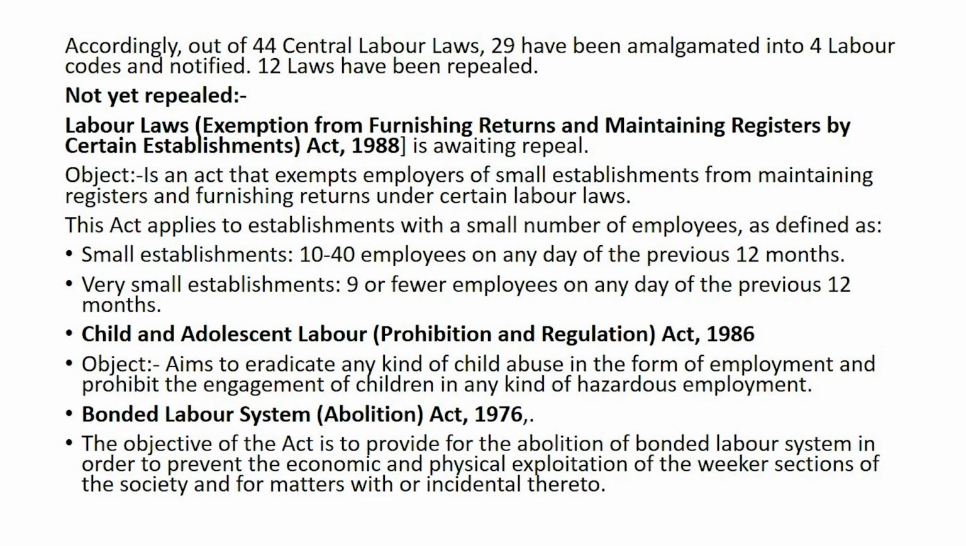29, because we had a total of 44, and out of 44, 29 have been amalgamated into 4 codes. So 29 on this side plus 12 laws repealed means we have 41 here, and in total we had 44. And the 3 remaining labour legislations: the Labour Laws (Exemption from Furnishing Returns and Maintaining Registers by Certain Establishments) Act 1988 is awaiting repeal. The Child and Adolescent Labour (Prohibition and Regulation) Act 1986 and the Bonded Labour System (Abolition) Act 1976 would remain standing on their own basis. They are also on the same footing.